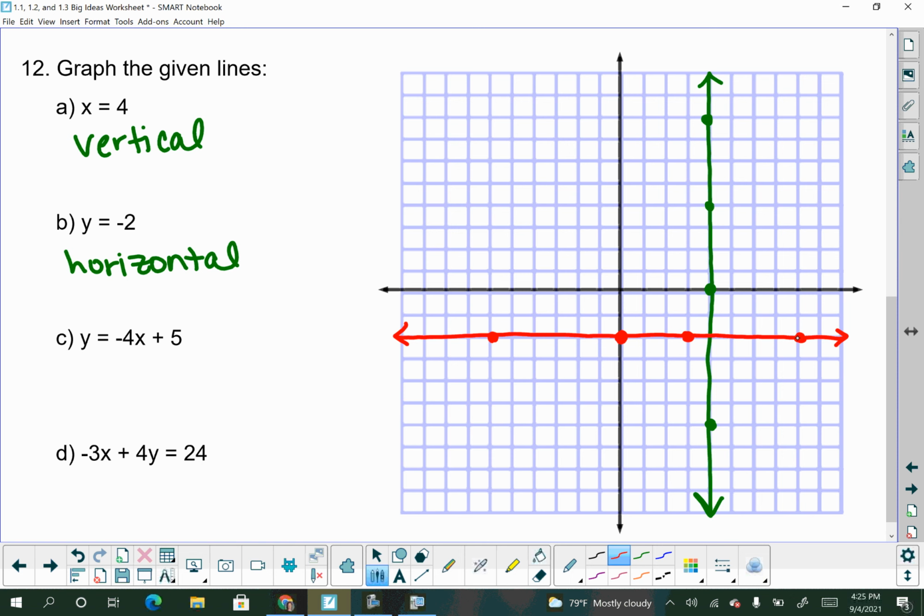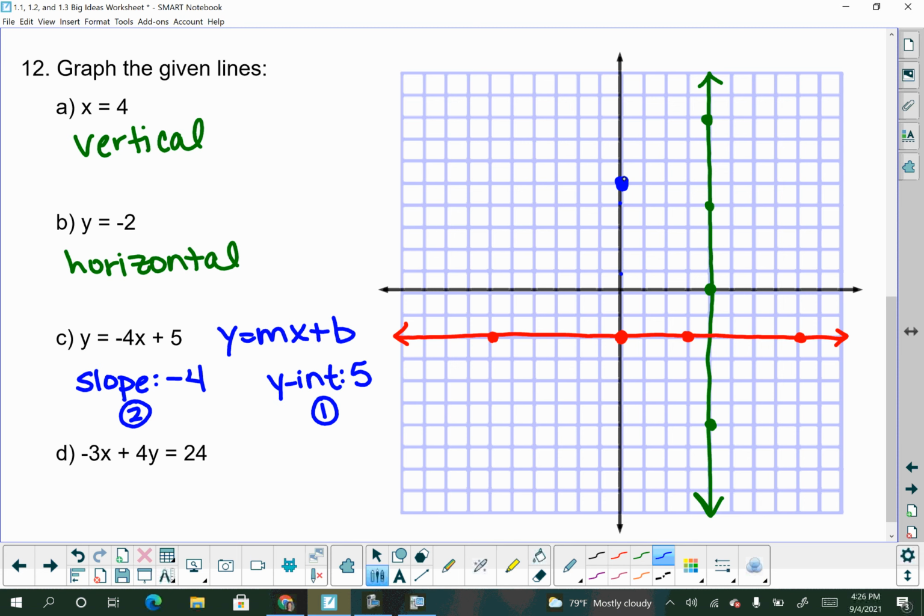Letter C, y equals -4x plus 5. This is that slope-intercept form we wrote down earlier, y equals mx plus b, where my slope is the number in front of the x, -4, and my y-intercept is the number by itself, my constant 5. We're going to make a point at 5 on my y-axis. So on my y-axis, 1, 2, 3, 4, 5. We always do that first. And then second, from that point, we use our slope.